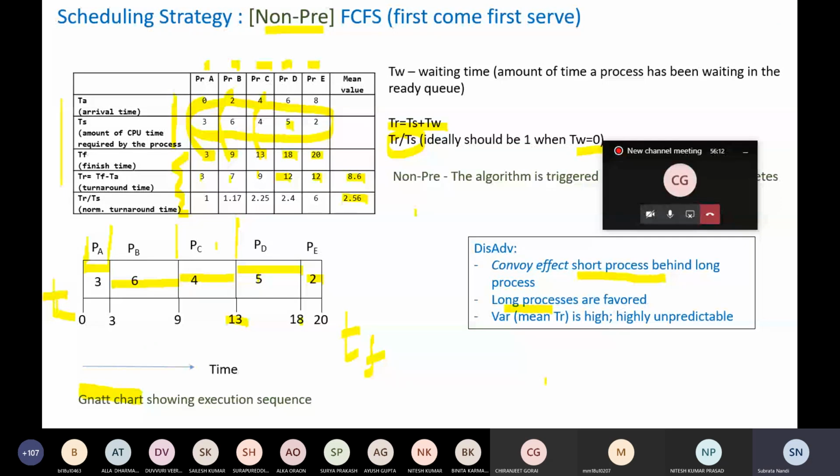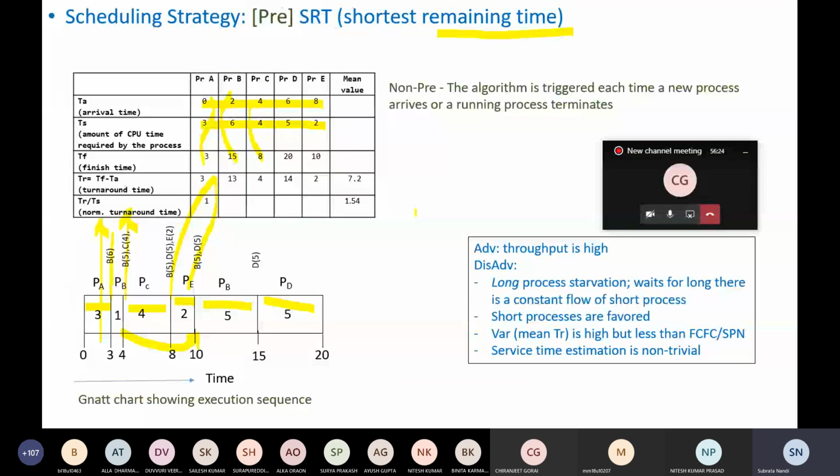Then it was 7.6, now it was 7.2. So things are improving. The mean value is getting reduced, and that is good for all the users. And we can see the turnaround time also is getting reduced from 2.56 to 1.84 to 1.54. But still you see some kind of variance is still there. So the variance is high but less than compared to FCFS and SPN.